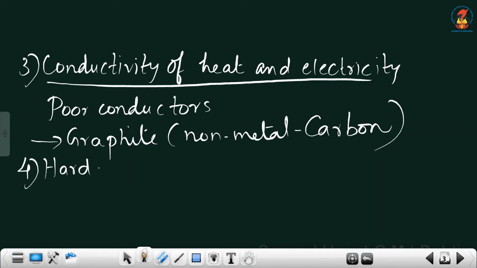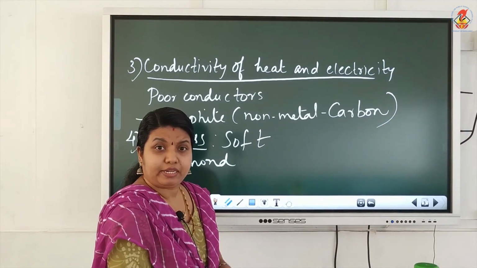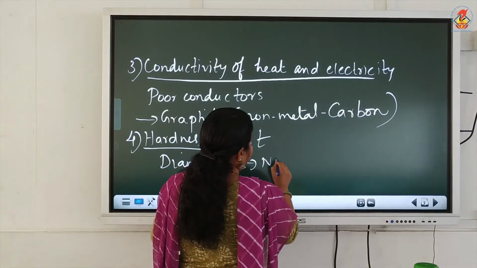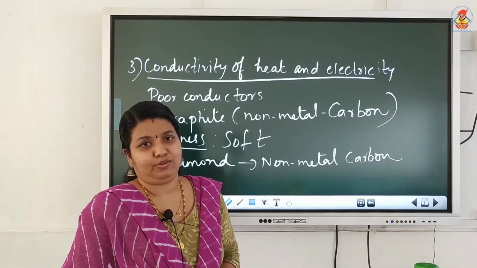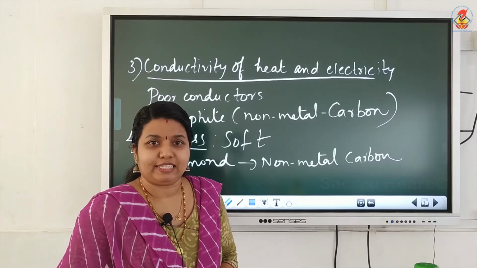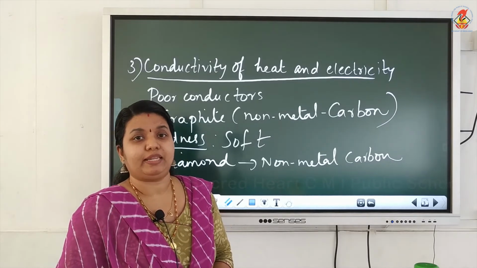Now, hardness. Non-metals are generally soft, but there is an exception. Diamond. Diamond is the hardest substance known. It is made up of a non-metal. It is another form of carbon. So, with the exception of diamond, non-metals are generally soft. Diamond, which is the hardest substance known, is made up of the non-metal carbon.